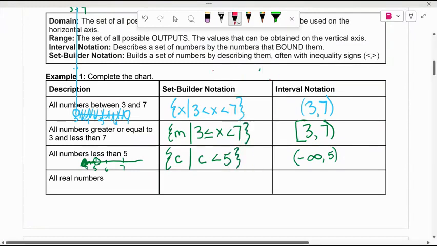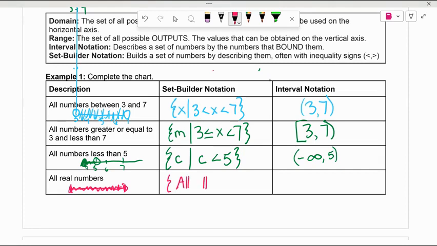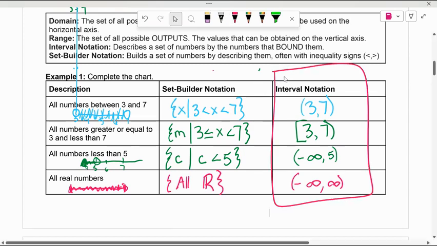And then all real numbers, of course, on a number line, it's just everything. So we can put all real numbers. We need the all, or else it's not saying what we want it to say. Or, well, it starts at negative infinity, so all the way to the left, and it goes all the way to the right, so it's positive infinity, and then they're both parentheses. So that's our interval notation and our set builder notation. We're going to focus mainly on interval notation.